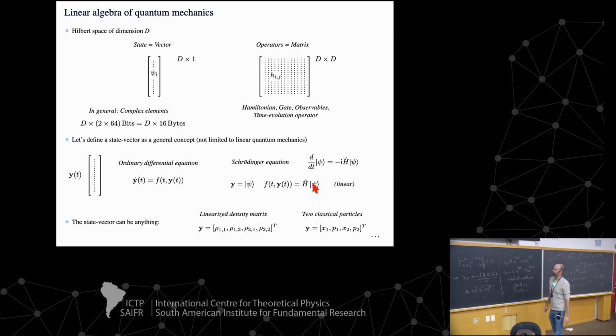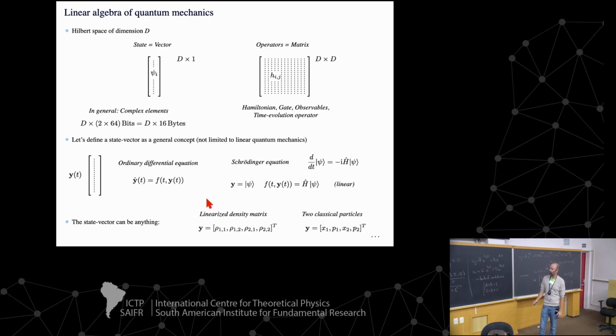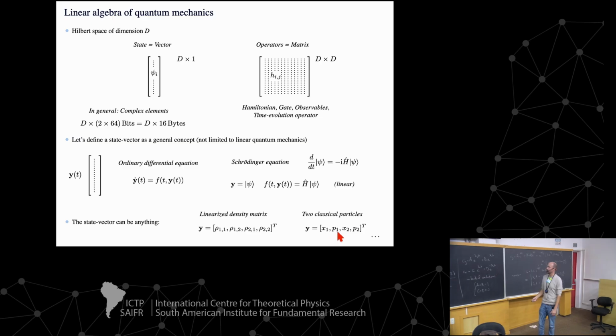But again, a state vector can really be anything. If I deal with open systems, I can define a state vector as all of the elements of my density matrix. I can write this matrix, think about it as a snake, then it's also a state vector. Or take, if you like, a system of two classical particles, both have a position and a momentum, then I can write this as a vector with these four real numbers: position, momentum, position, momentum. So this is a really general concept.